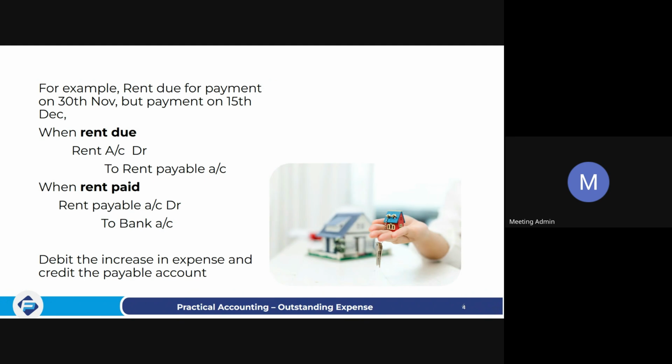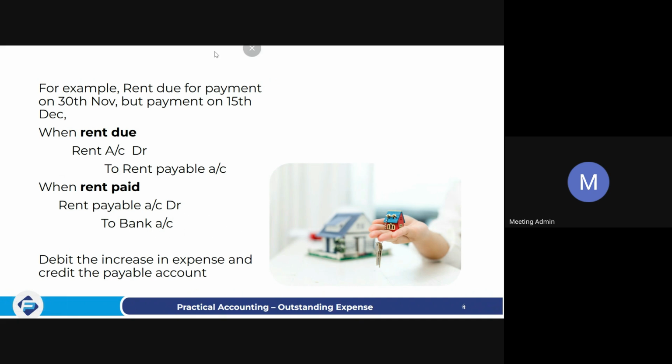So here you can see for the rent, they have given the example also. For example, rent due for payment on 30th November. So the due date was 30th November, but the payment was made on 15th December. When the rent is due, rent account will be debited and rent payable account will be credited, since it is still not paid and the due date is already over. And if the payment has been made, rent payable account is debited to bank account.